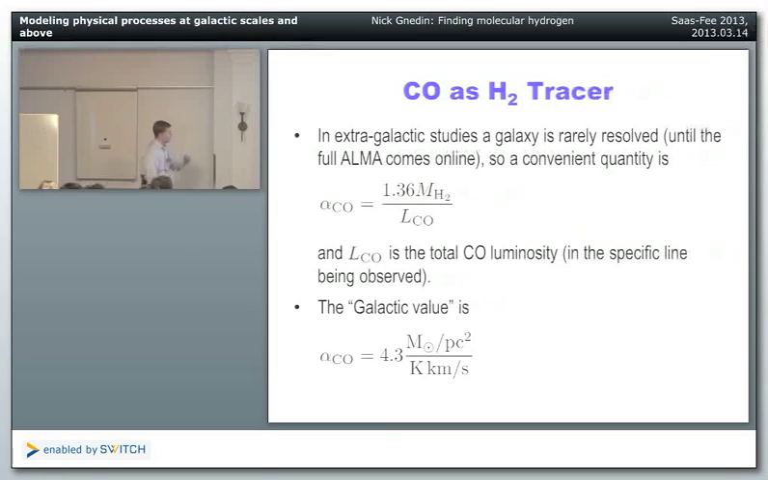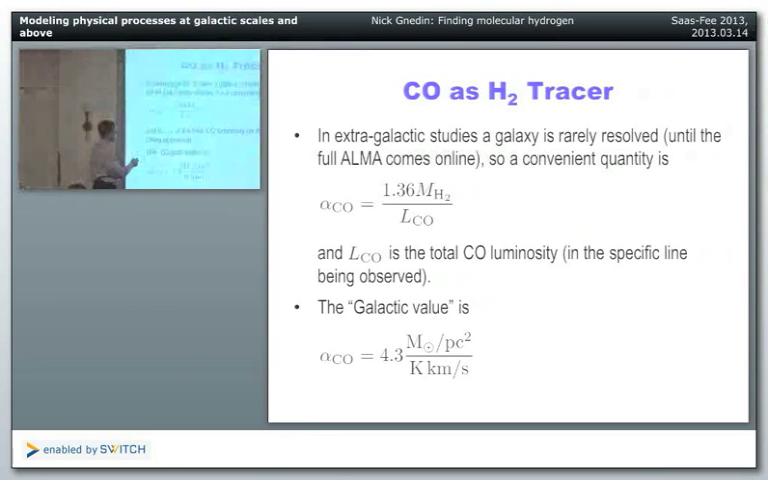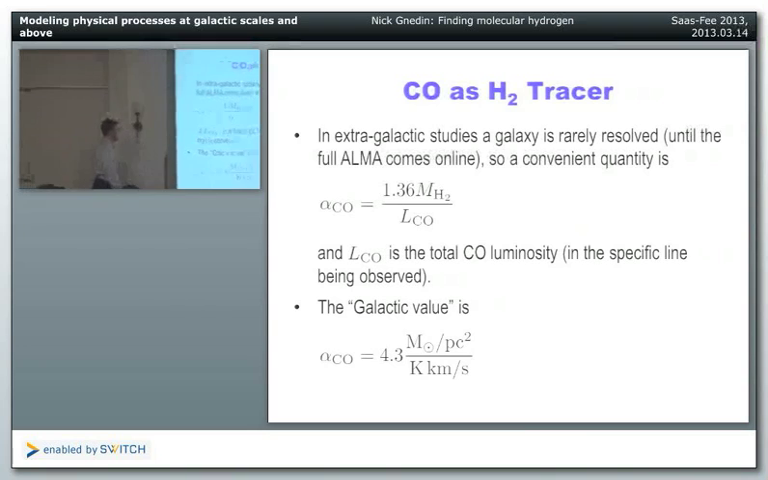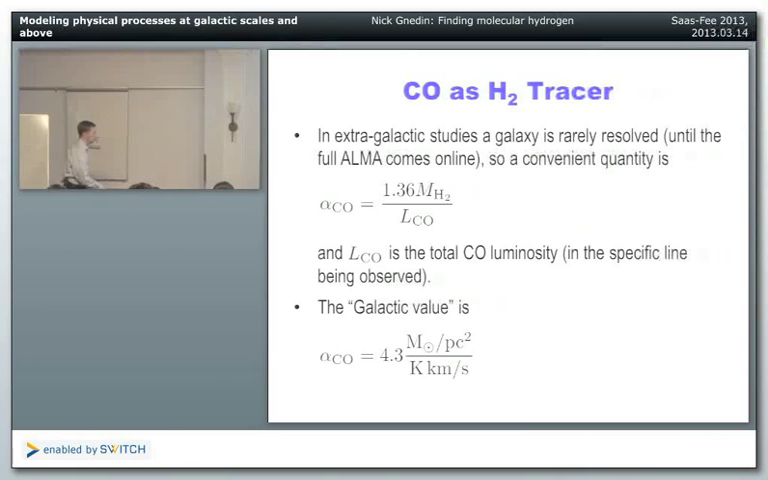In extragalactic studies, you usually don't resolve individual molecular clouds in the galaxy, at least without ALMA you cannot do it. So very often you just take all the CO emission from the whole galaxy and you want to convert it into total gas mass. So this is a conversion factor. The 1.36 comes from the fact that this is molecular hydrogen, but you also have helium. If you add helium, which is assumed to be mixed with molecular hydrogen, you get this 1.36 factor in addition.